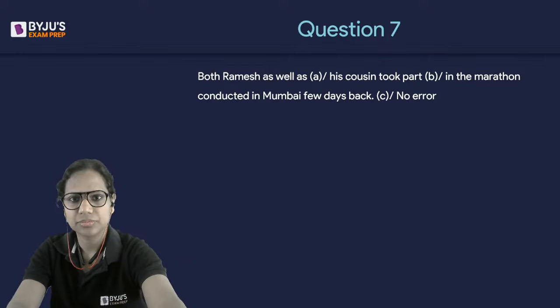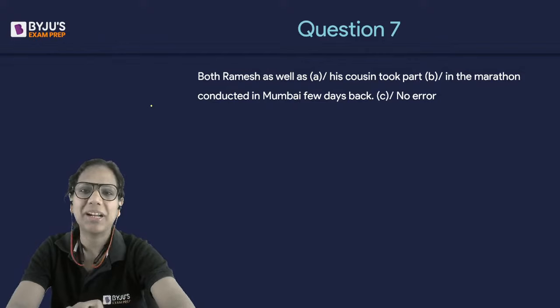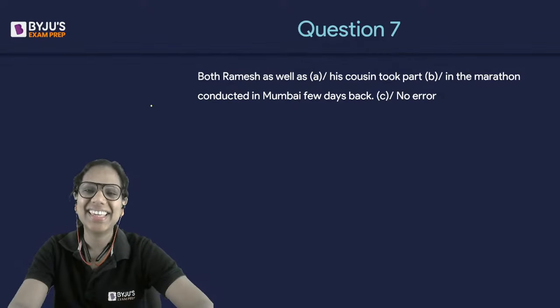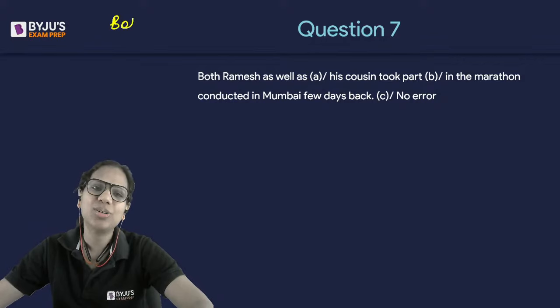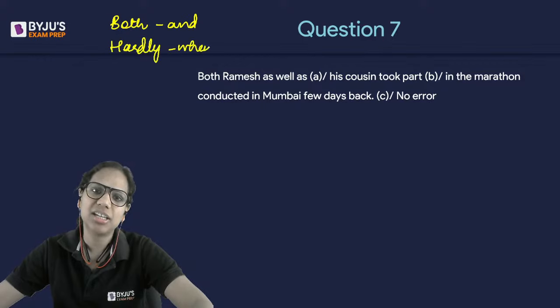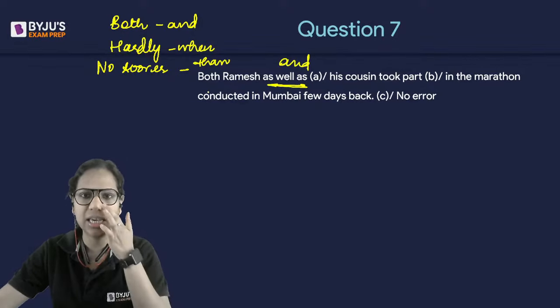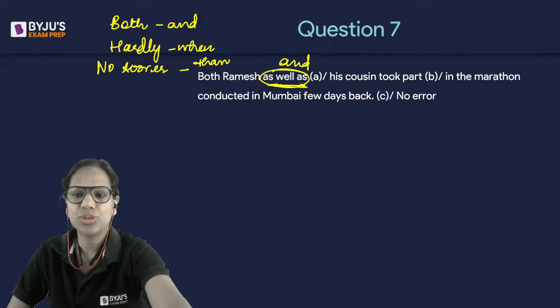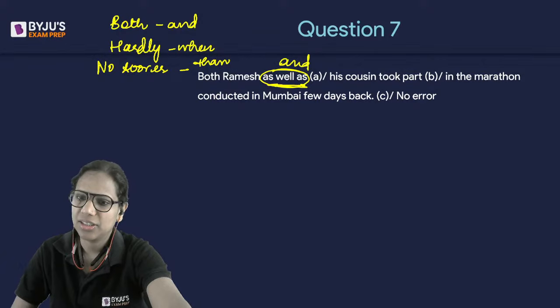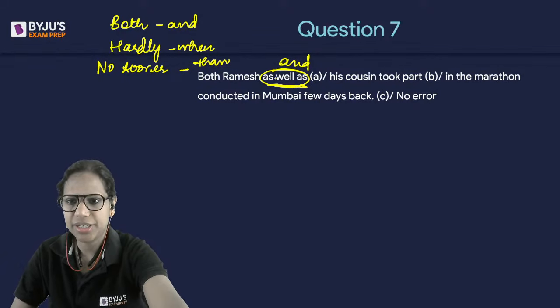Okay, so by now you must have picked up the pattern. We are identifying conjunction errors. Yes, so both and is again a correlative conjunction pair, just like hardly, when, just like no sooner than. So both is followed by and not as well as. Right, and not as well as. Okay, so this is the erroneous bit here. Okay, correct, correct. Both Ramesh and his cousin took part in the marathon.